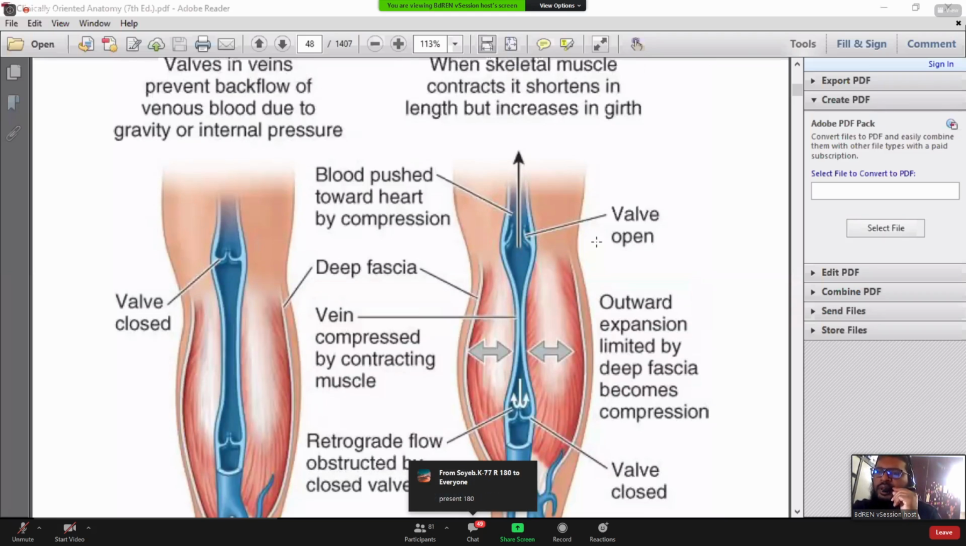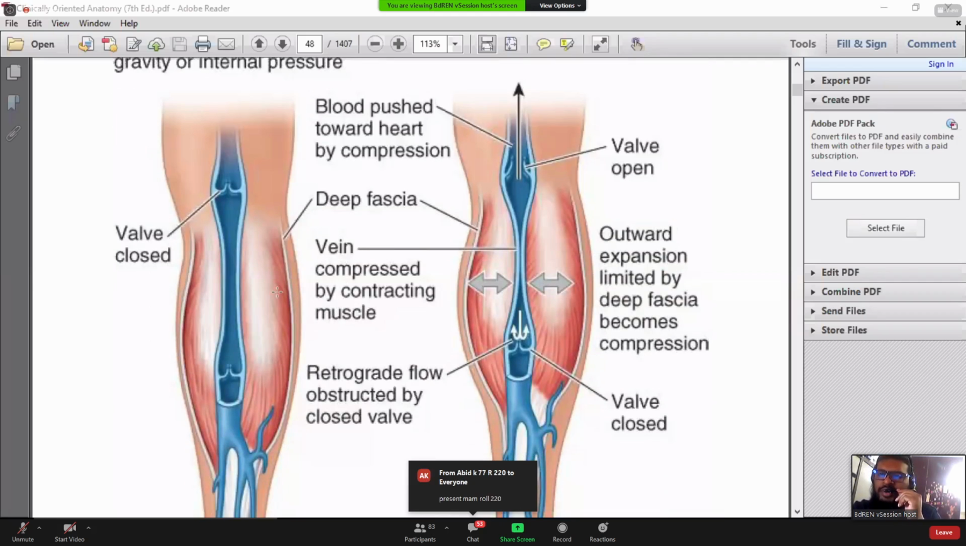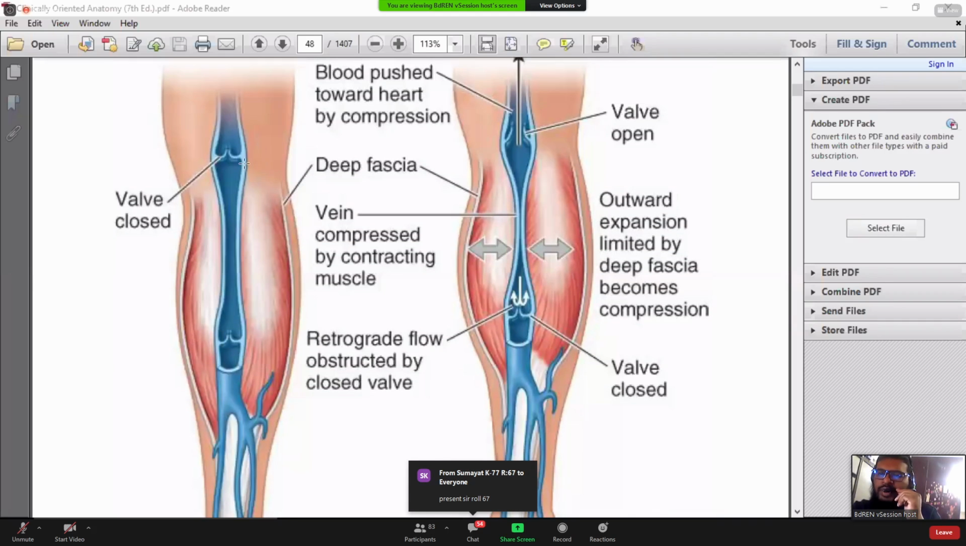What happens, you see, when a skeletal muscle contracts, it shortens in length but increases in girth, width. So you can understand this is the relaxed muscle, and within it was a vein, a deep vein. You can see this is the posterior compartment of the leg, and this is the posterior compartment vein. And valves are for one-way direction of blood, right? Isn't it so, Talha? Yes, sir. It allows blood flow in one direction only. It's not a bidirectional flow when the valves are there.